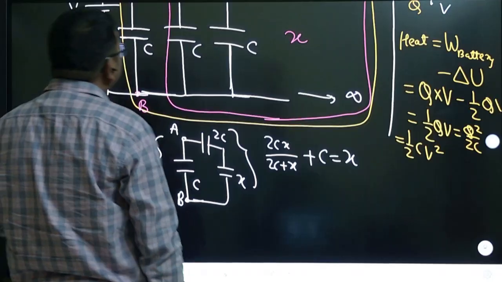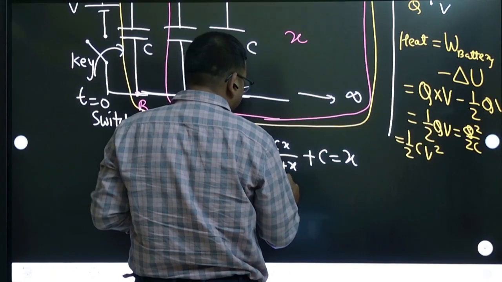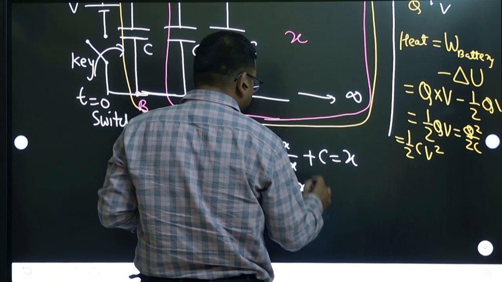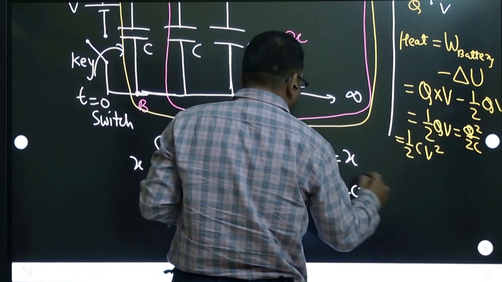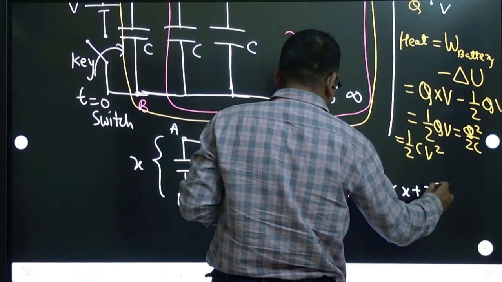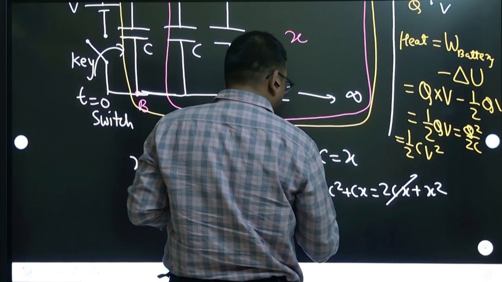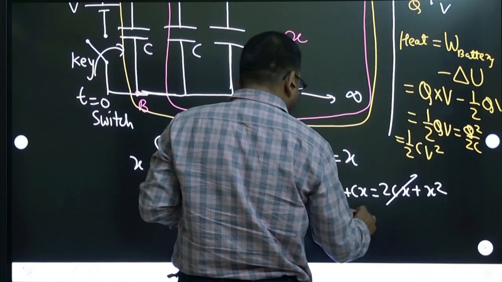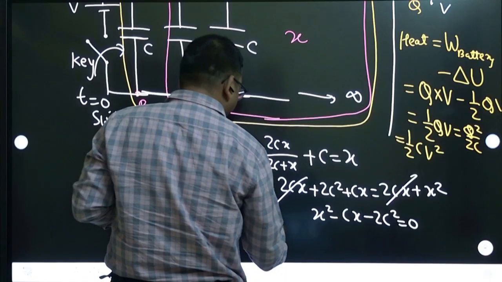Let us calculate this x. A little bit of calculation you do. So 2cx plus, take calcium, 2c square plus cx is equal to, open this, 2cx plus x square. So here 2cx gets cancelled, then x square minus cx minus 2c square. This is a quadratic equation, so what will be x?